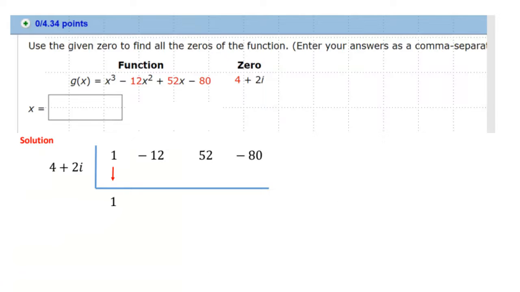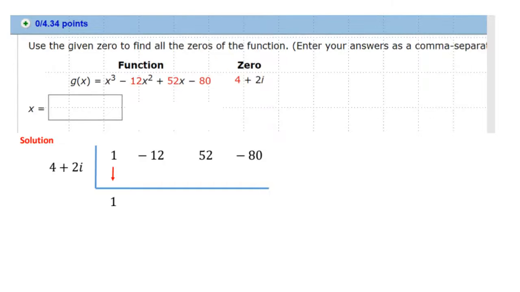All right. So let's look at this one. Use the given zeros to find all the zeros of the polynomial. So we have a function. It's another cubic function, x cubed minus 12x squared plus 52x minus 80. And they tell us that we have a zero at 4 plus 2i. So we can use synthetic division also with imaginary numbers or complex numbers to simplify our polynomial.